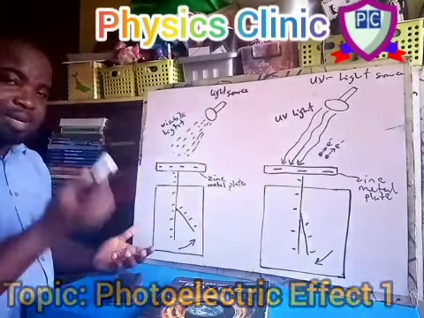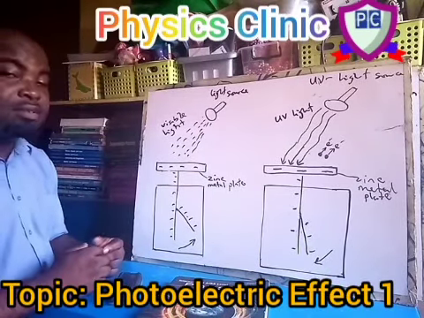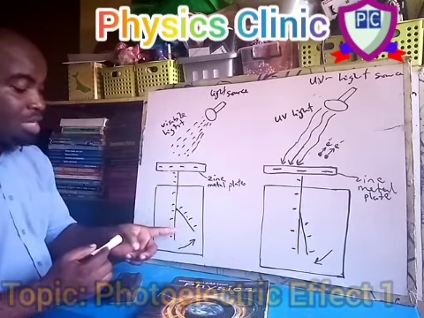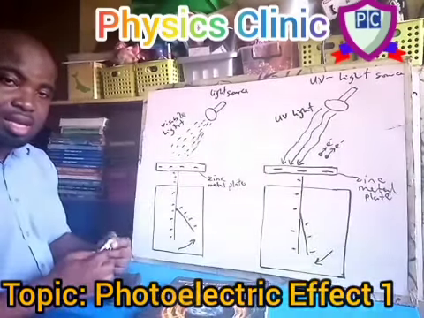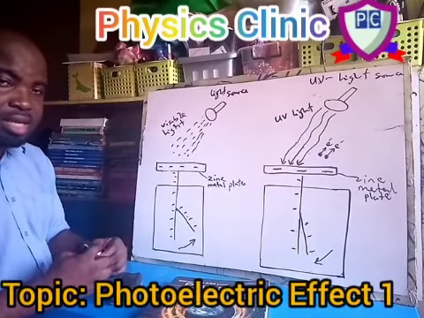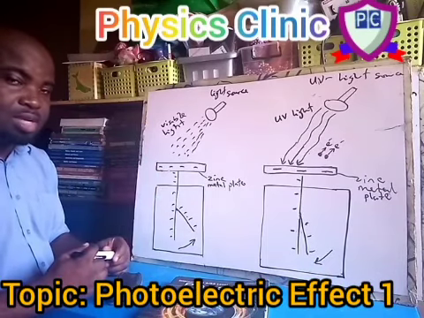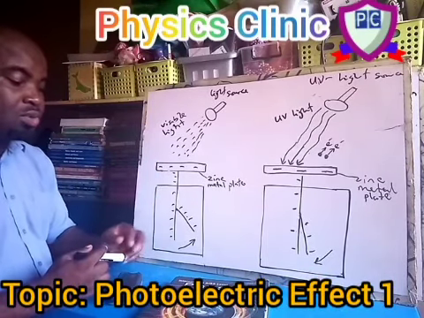Then, we allow visible light to be incident on the zinc plate. The visible light of a particular frequency is incident on the zinc plate, and our observation shows that nothing happened to the gold leaf in the gold leaf electroscope. Then we increase the intensity or brightness of the incident visible light. Still, nothing happened to the gold leaf.